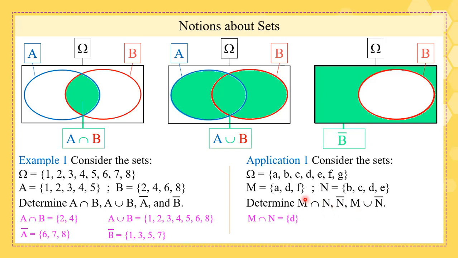Well, M intersection N is going to be the singleton D, only one element, which is D. N bar is, we have to extract B, C, D, and E from omega, so what remains is A, F, and G. And M union N bar would be all the elements of M and all the elements of N bar, and stating the common elements only once.